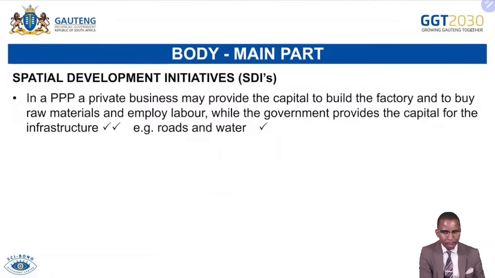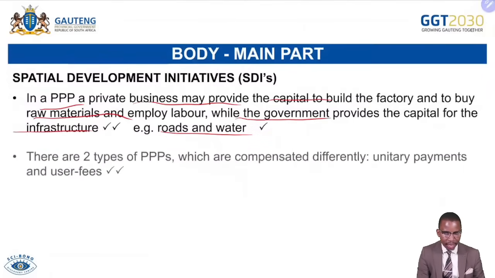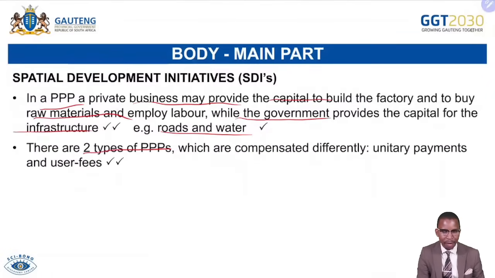In public-private partnerships, a private business may provide the capital to build the factory and to buy raw material and employ labor, while the government provides the capital for the infrastructure, e.g., roads and water provision. There are 2 types of public-private partnership which are compensated differently: unitary payments and user fees.